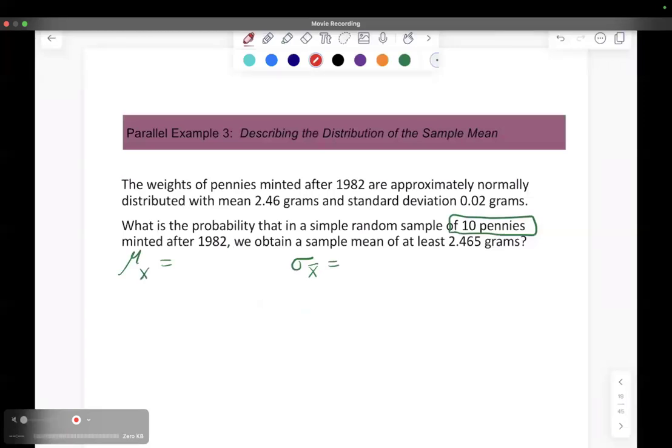Right, so our mean is still 2.46 because we just take the population mean. For the standard deviation, if you don't know where the square root button is on your calculator, hit the second button, the blue button, and then your x squared button. So second x squared will give you that.